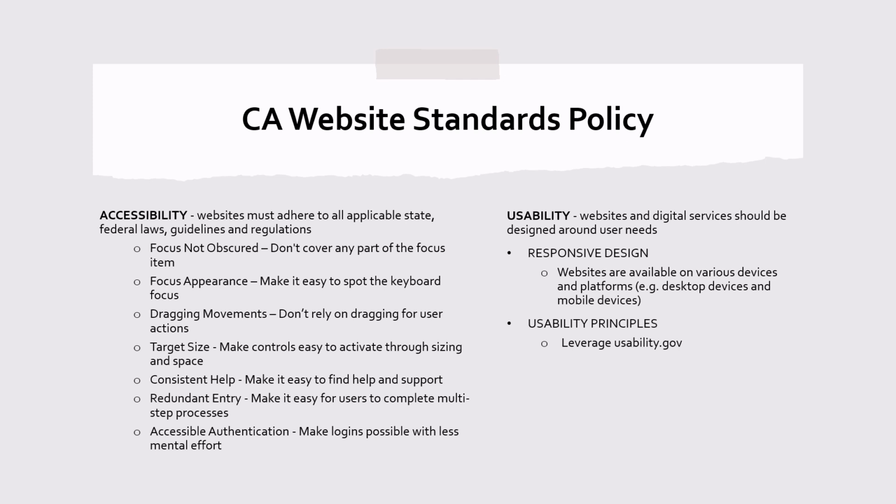And then the third element is usability, where websites and digital services should be designed around user needs. There are two points that usability touched on. The first one was responsive design, where websites should be available on various devices and platforms such as desktop devices or mobile devices. The second point was usability principles, using the resources you have available to make your website as usable as possible, for example, using usability.gov.